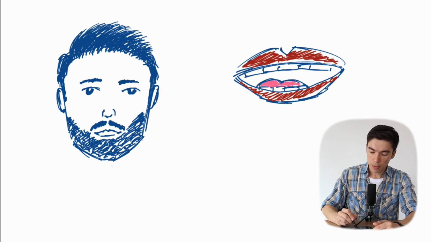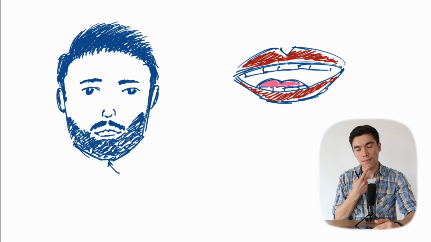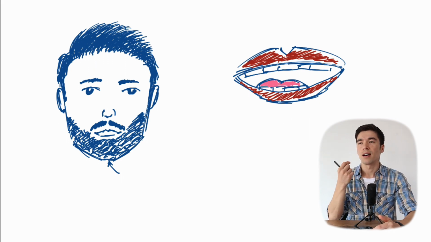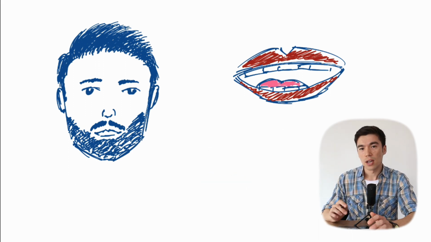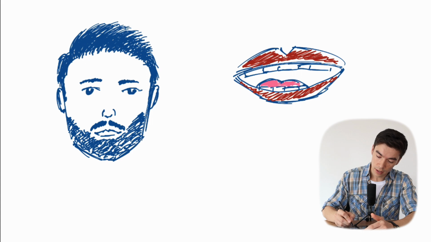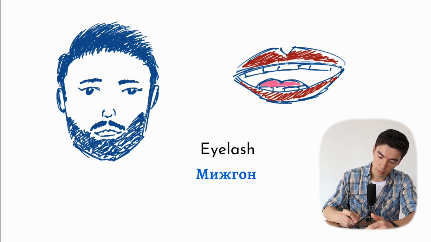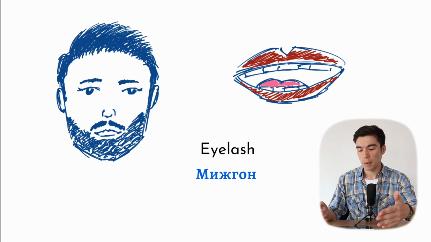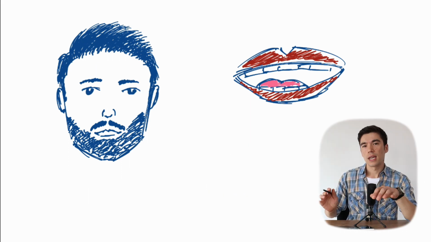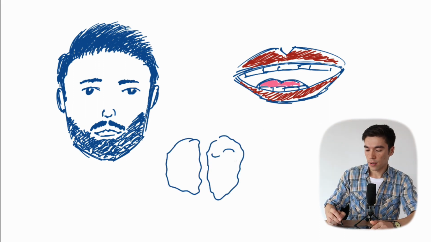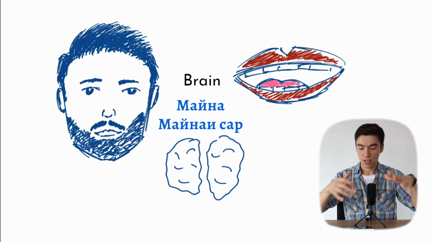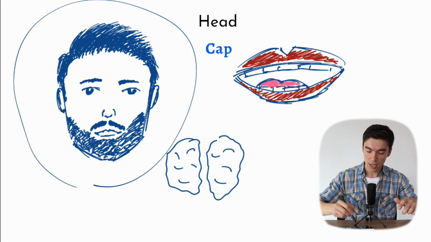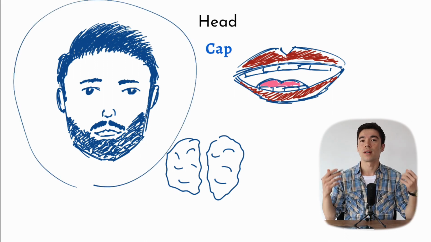And this part here, the bottom here, that's the chin. Chin in Tajik is manah, manah, with ha at the end, manah. Oh, I almost forgot. So the eyelashes will be mishgon, or some people say mijgon. So mishgon. And the last but not least, a brain. The brain in Tajik is maina, maina. And some people say mainai sar, which is what we have here. Sar is the head. The head will be the sar.